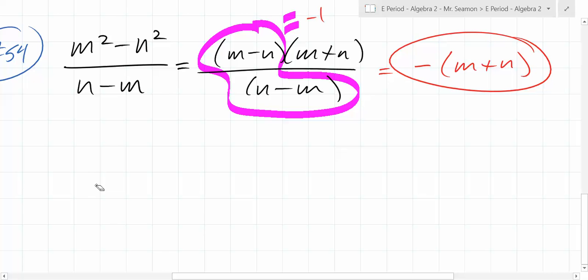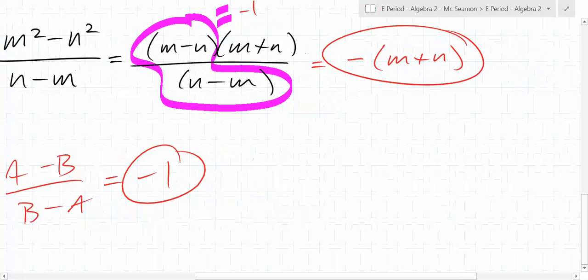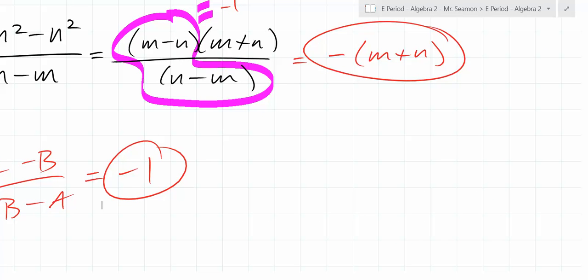So therefore, what happens when you have a minus b over b minus a? What does that always equal? That always equals negative 1. So you could write it as negative m plus n or negative m minus negative n. It's the same thing. Yes, Milo?